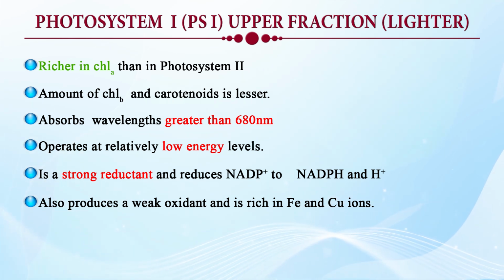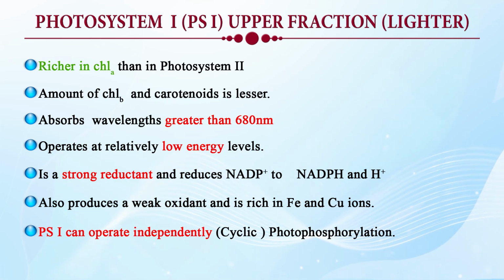One very important aspect, which will help us to understand the Z scheme, is that PS1 can operate independently, and we never mentioned water here. That means photosynthesis could also occur in some of the bacteria which show just cyclic photophosphorylation, in a situation where the lower wavelengths are not available. So, this can act alone.